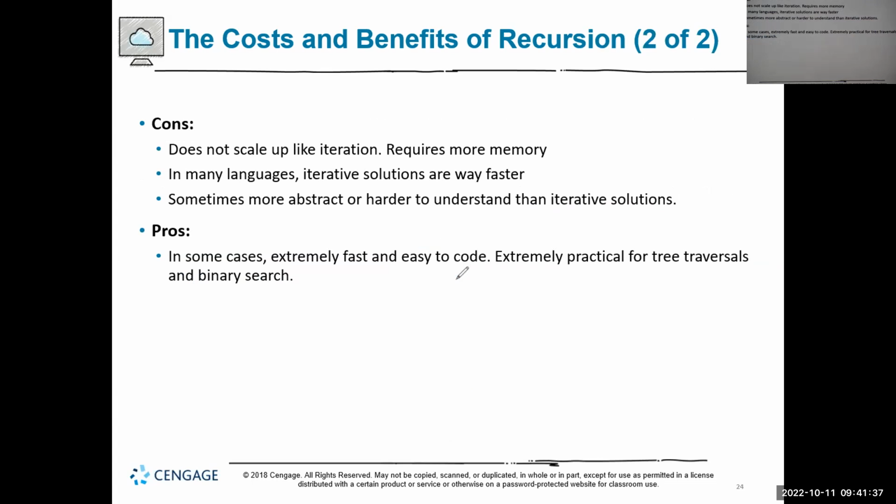The code does not scale up like the iteration, and requires more memory. And in many languages, the iteration solution is way better when you compare it with the recursive one. And sometimes it's more abstract or harder to understand than the iterative solution. Again, it's recursive. I think it's a little bit harder to understand, right? Not really straightforward. And as a pro, in some cases, it's extremely fast and easy to code. It's especially practical for tree traversal and binary search, in the case of some applications here.